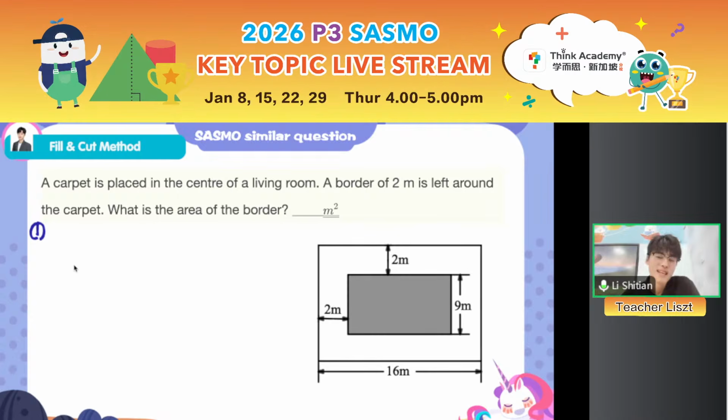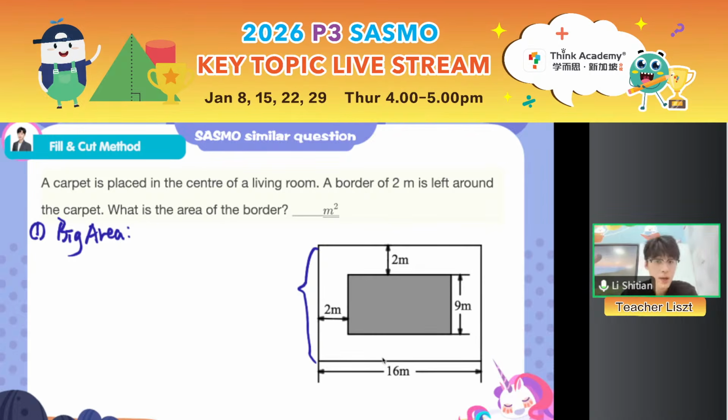What is the area of the big rectangle? So first, we know the length of it. It is 16, right? What about the breadth? Has the question told us that? No, right? We only know for this one, it is 2 meters. For this one, it is 2 meters. What about this one?